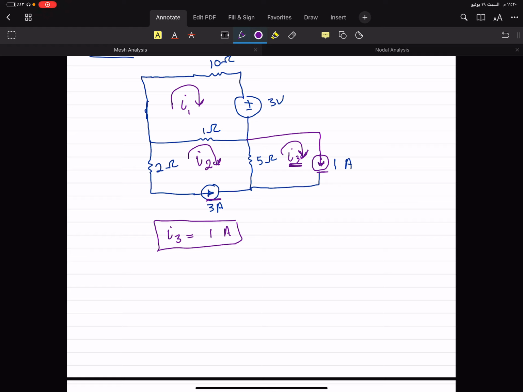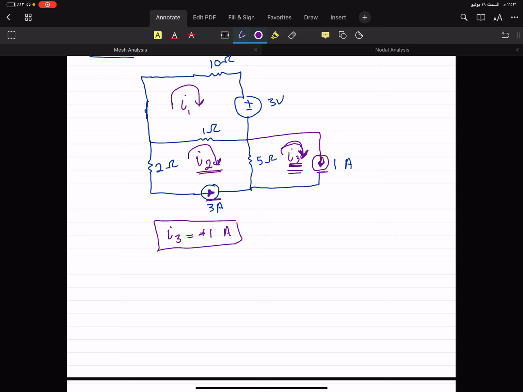And the current passing through I2, there's a current source in the mesh. Okay, so for the current I2, the direction of the mesh current that I assumed is the same as the current source. So I said it is directly positive.